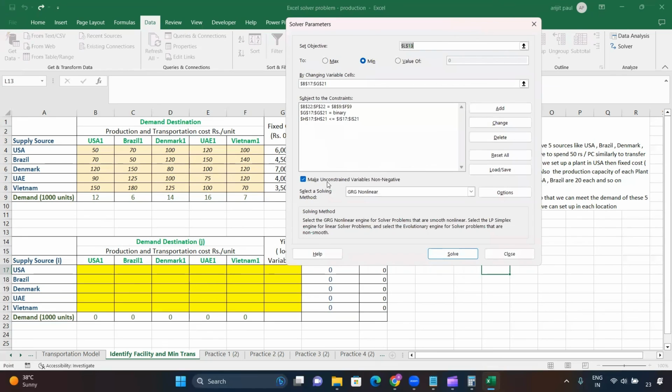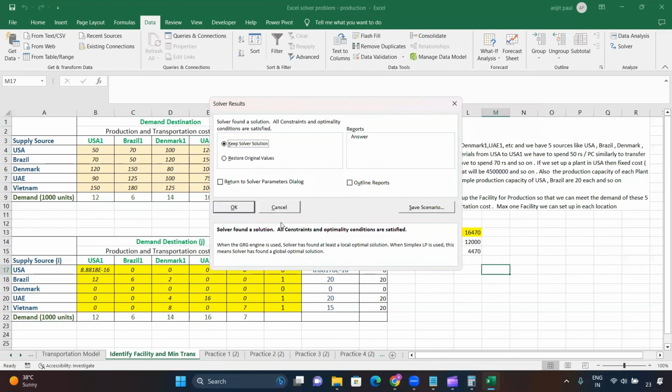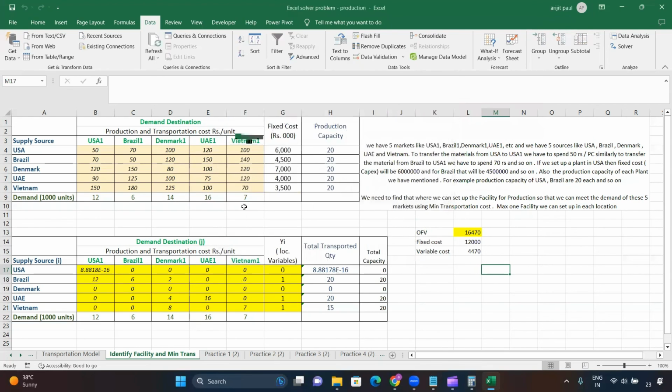Okay. Now make unconstrained variables non-negative. Take this option if we do not want any type of negative quantity to be transported from any one of these sources to any one of these markets. So if we want only the positive quantities or values, then please keep this option ticked. Okay. And as this is a linear problem, again, we are going to use the same solving method, that is Simplex LP. Now click on Solve.